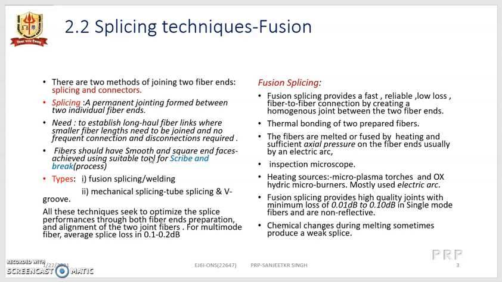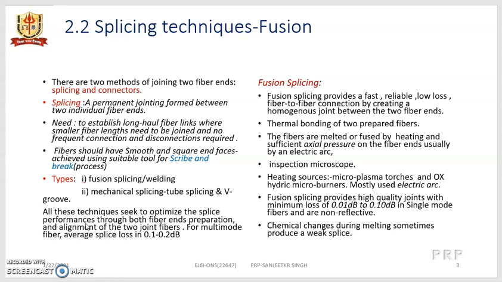Using a suitable tool, that could be either some mechanical tool, or it could be a chemical process or an electromechanical process for scribe and break process. Types depend upon the fusion splicing. It is also called welding. And under mechanical, we will be studying the tube splicing and the V groove splicing.